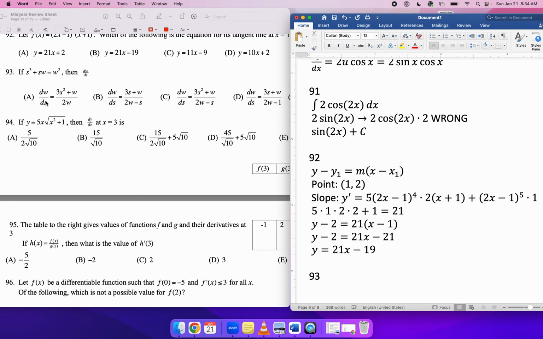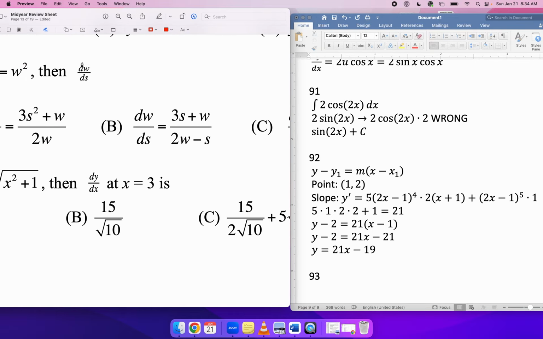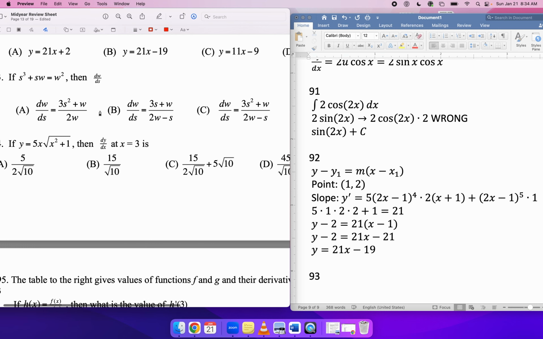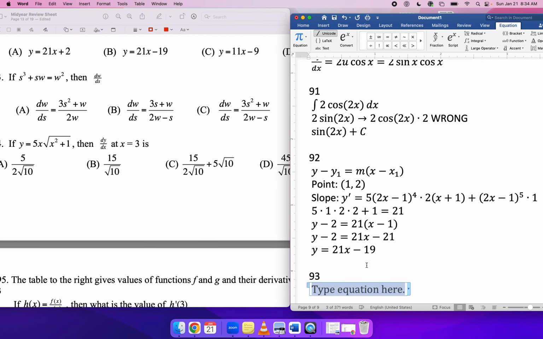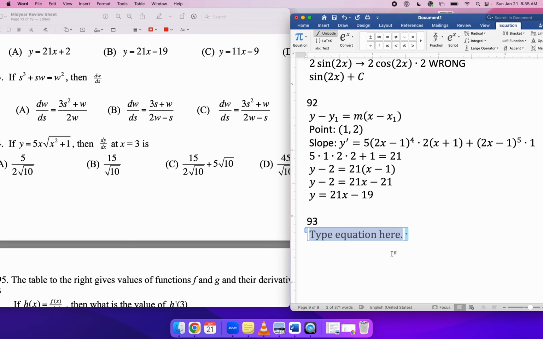Number 93. This is an implicit differentiation problem. There was already one of these earlier in the packet. The only difference is now it's w's and s's. This notation here means that w is the function and s is the variable. Sorry, w is a function, s is a variable. So I take the derivative of both sides, keeping in mind s is a variable, w is a function.